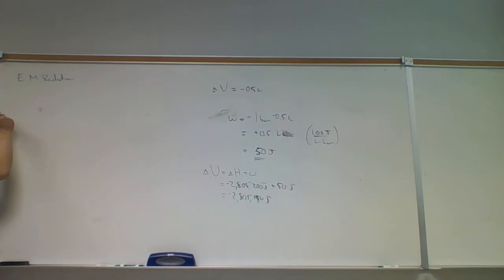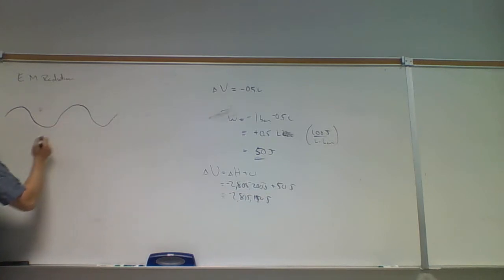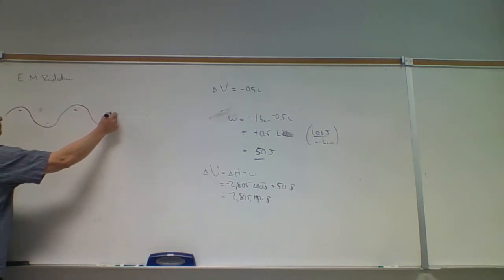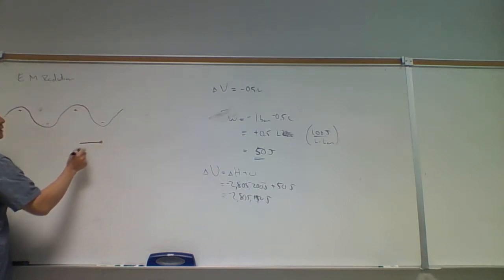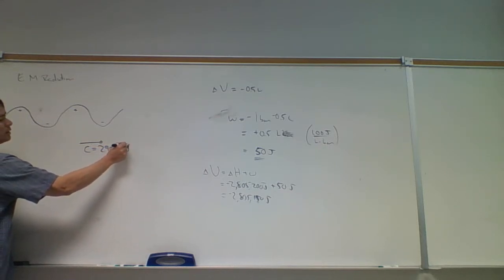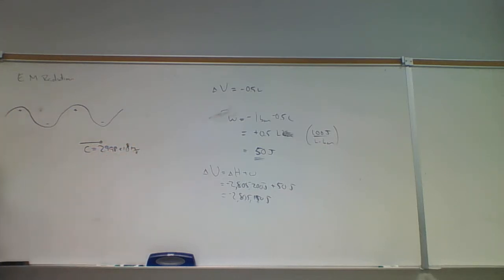EM radiation consists of electric field. Now, what is an electric field? An electric field is going to have a plus and a minus end, let's say. So for the sake of argument, let's call this end plus, this minus, plus, minus. And this whole thing's moving at the speed of light. The speed of light is given the symbol c, lowercase, and it's 2.998 times 10 to the 8 meters per second. About 3 times 10 to the 8 meters per second. So it's moving very fast.